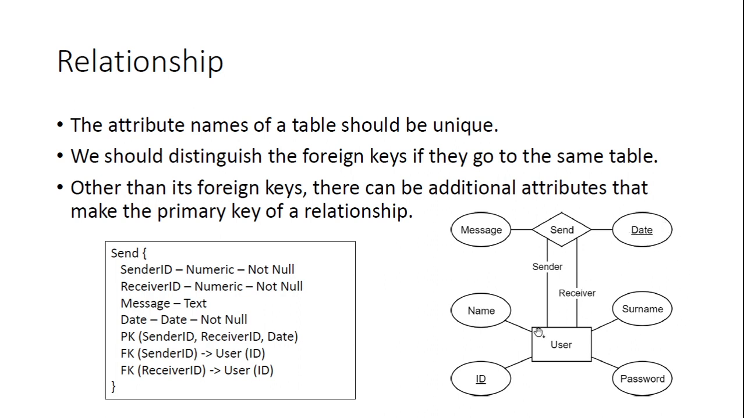Other than that, this is again similar to what we have. The difference is that we are connected to the same table multiple times, and for each of these connections we need to have a foreign key attribute, but those attributes should have different names. So within a table we cannot have multiple attributes with the same name. Otherwise, we cannot distinguish those different columns.